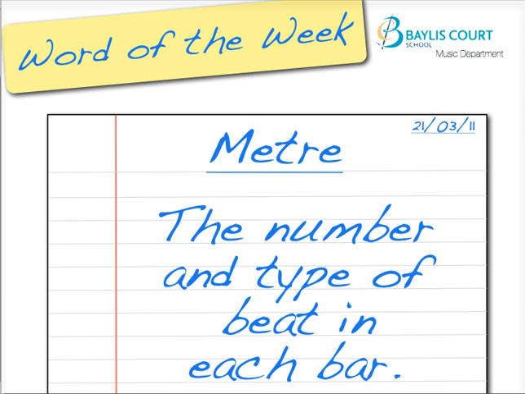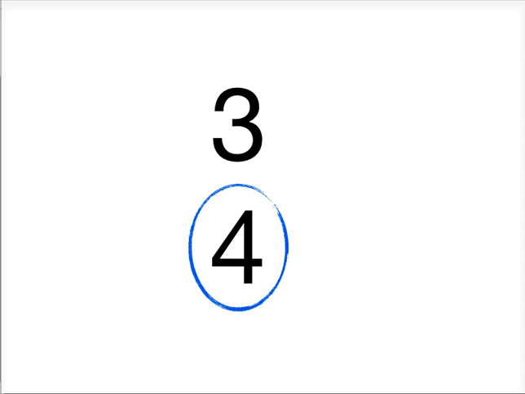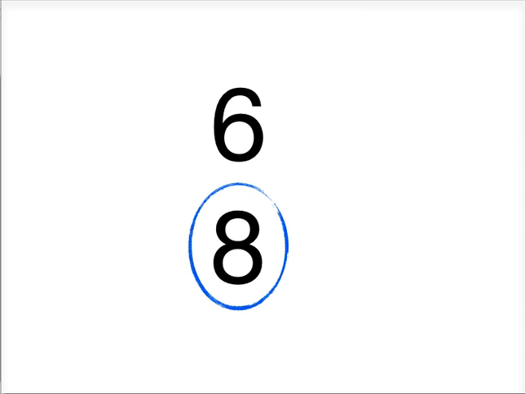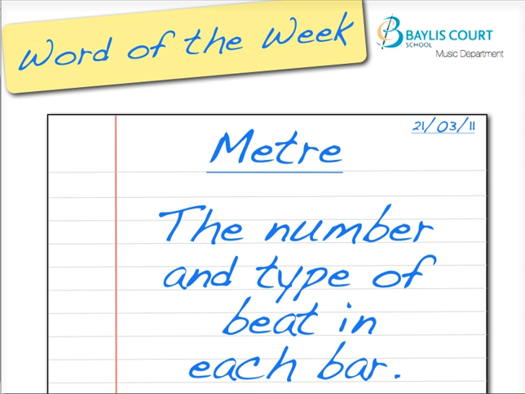So all you need to be aware of for meter is the number and type of each beat in each bar. So if we look at 4/4, 4 quarter notes, 3/4, 3 quarter notes, and 6/8, 6/8 notes. And once you understand that, then it should be much easier to start creating or writing rhythms in each time signature. So that's this week's Word of the Week, meter, which describes the number and type of beat in each bar.